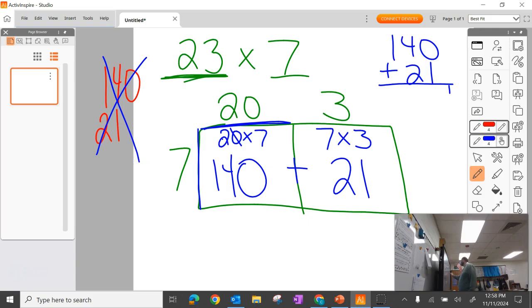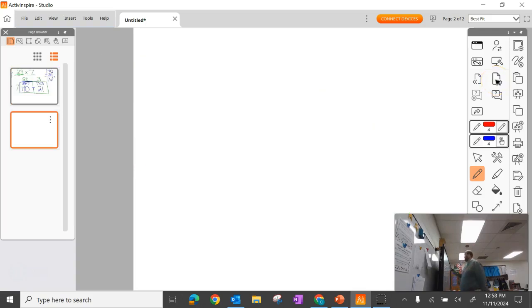Don't do that. All right, 1 plus 0 is 1. 4 plus 2 is 6. 1 plus 0 is 1. Easy, nothing to it. Again, this is called the open area model. So that's a 2x1. Let's look at a 3x1.